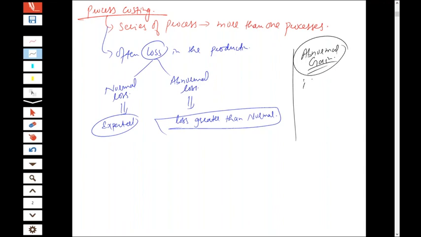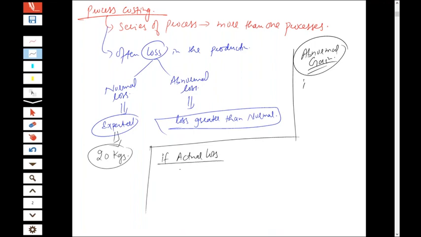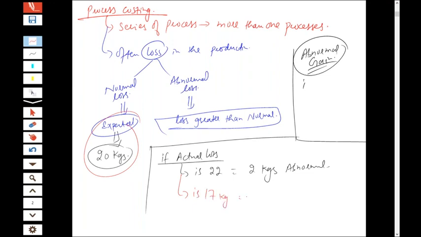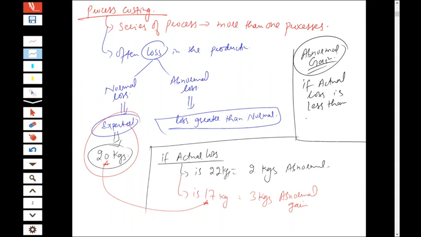For example, expected loss is, let's say, 20 kilograms. Making a scenario, if actual loss is 22, then 2 kilograms is abnormal loss, because we had expected a normal loss of 20 kilograms. And if actual loss is 17 kilograms, I was expecting 20, but the actual loss is less, so 3 kilograms is abnormal gain. Abnormal gain is when actual loss is less than normal loss in the production process.